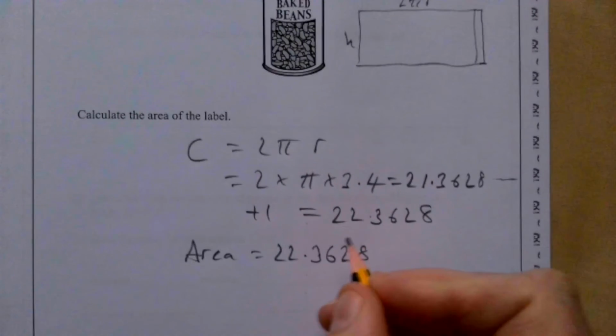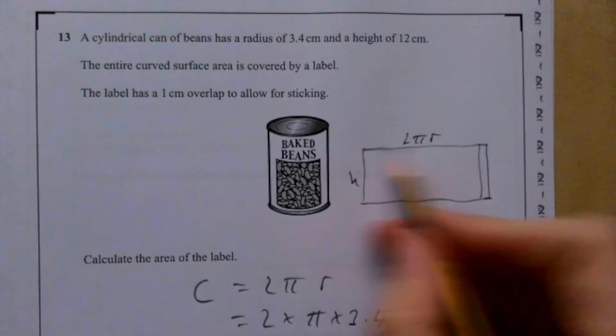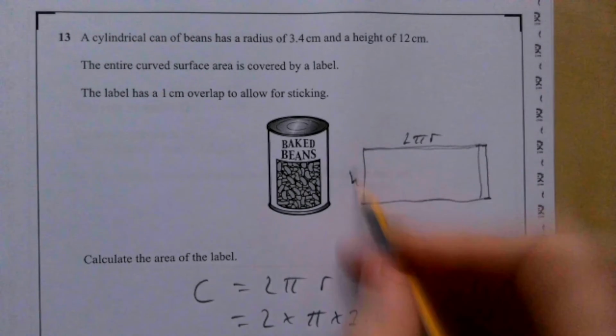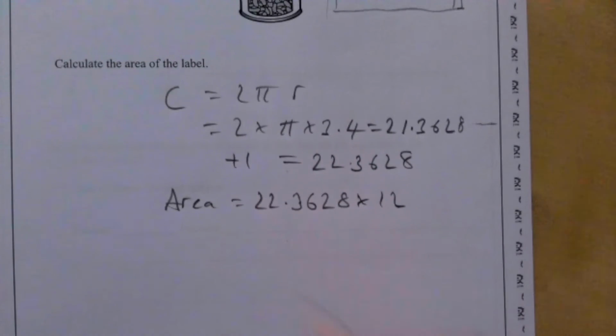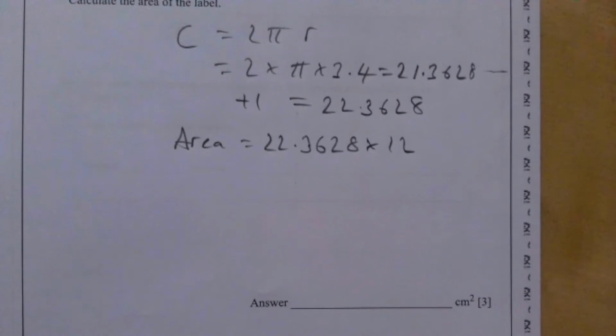My area then is going to be 22.3628 times by 12. Hopefully you'll see that. So that's the 21, and then plus the 1, and then times by the 12. Again, put that into your calculator, you get 268.35.